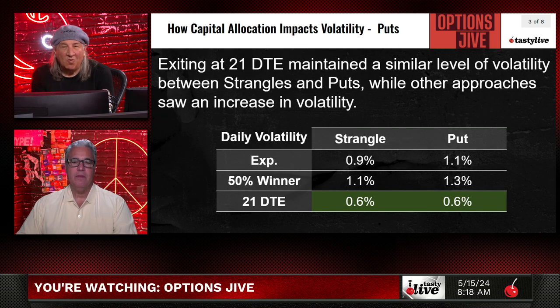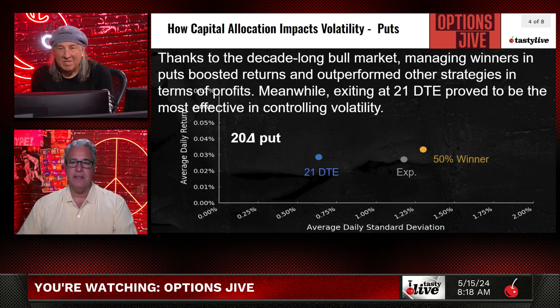Right. Exiting at 21 days to expiration maintained a similar level of volatility between strangles and puts, while the other approaches saw an increase in volatility. So you can see here that when we exited at 21 DTE, whether it's a strangle or a put, we basically had the same percentage, 0.6. Whereas with just going to expiration or just managing at 50% of max profit, you actually saw an increase in portfolio volatility. The answer here is that, yeah, 21 DTE worked. Which you would expect. Nothing surprising there, right?